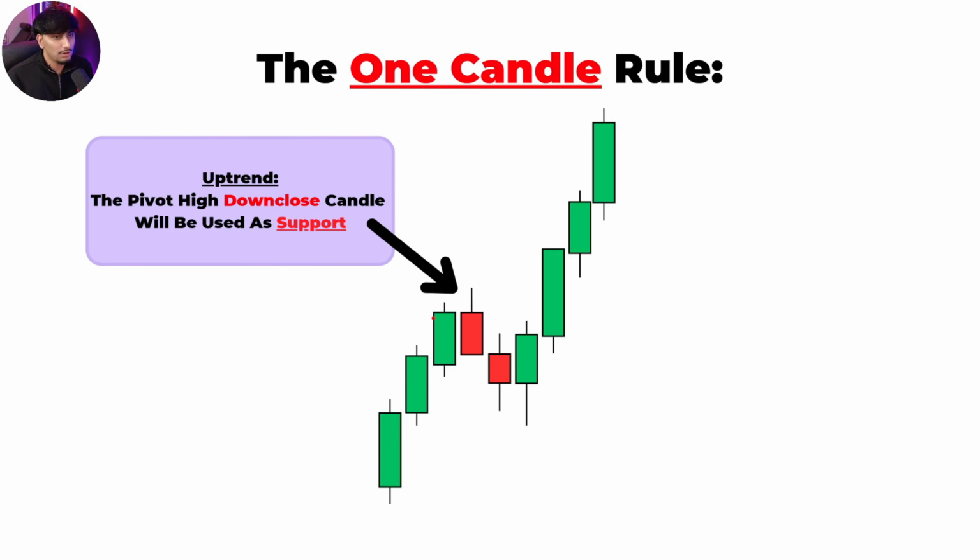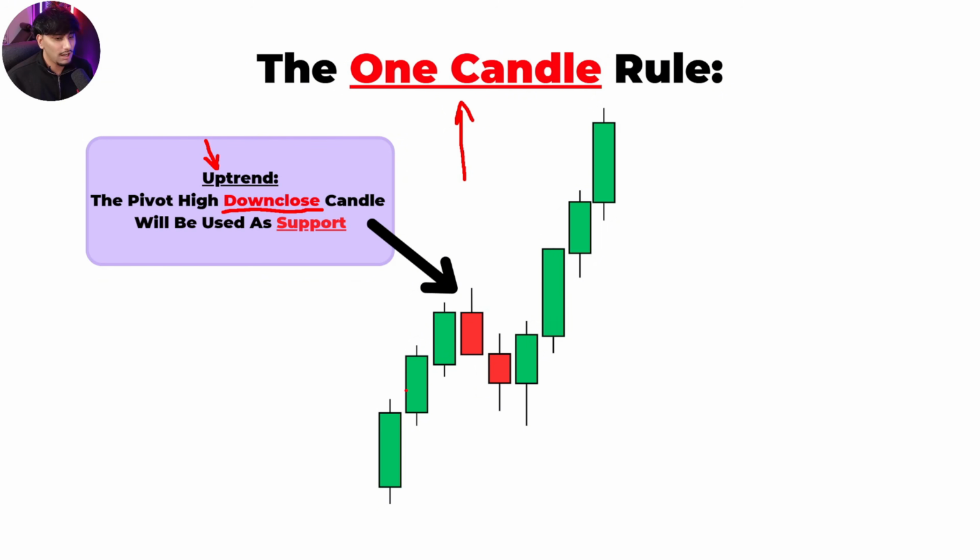And to enter on the pullback, this is where we use the one candle rule. The one candle rule simply applies that in an uptrend, the pivot high down close candle will be used as support. Now, if you don't understand what that means, don't worry, when we get into the examples, this will make much more sense.